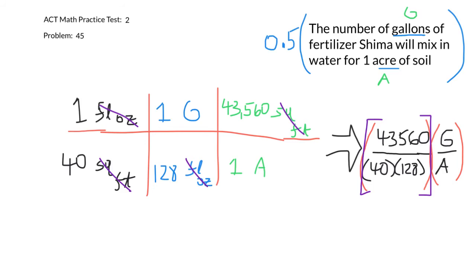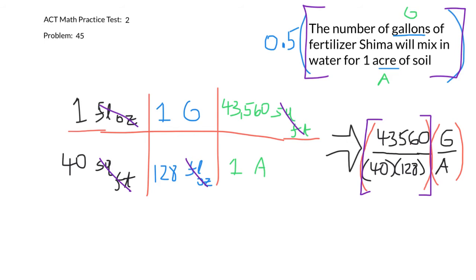So if we want to figure out how many gallons per half acre, like I said in the beginning, we need to do 0.5 times this number. So this purple brackets corresponds with this number. In fact, I'll make this purple brackets too. This is the number we were looking for. This is the number of gallons of fertilizer Shima will mix in water for 1 acre of soil. This is the number of gallons per acre. So if we want to find the answer, we have to go 0.5 times this number.